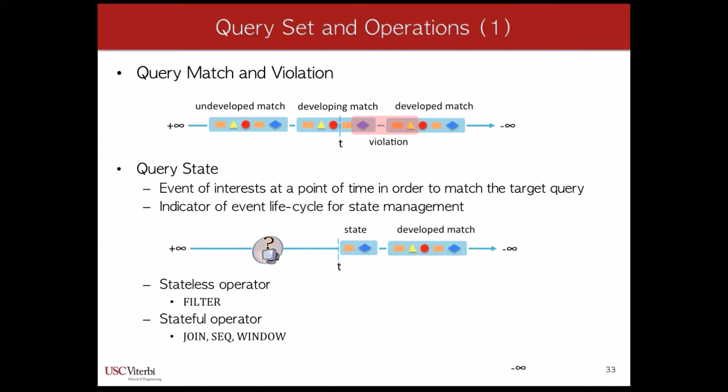So the query state is essentially the events of interest at a certain point in time in order to match the target query. For the example here, at time t, we only have two events observed, and these two events can potentially develop into a match of the query. So we have to remember this set of partial matches, and we define this set of partial matches as the query states.